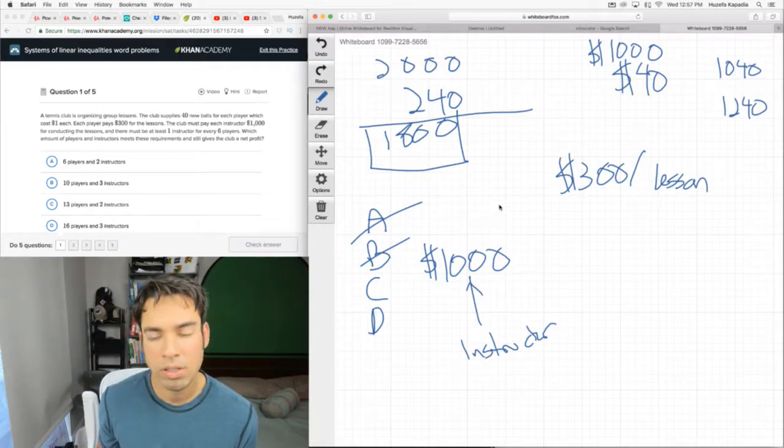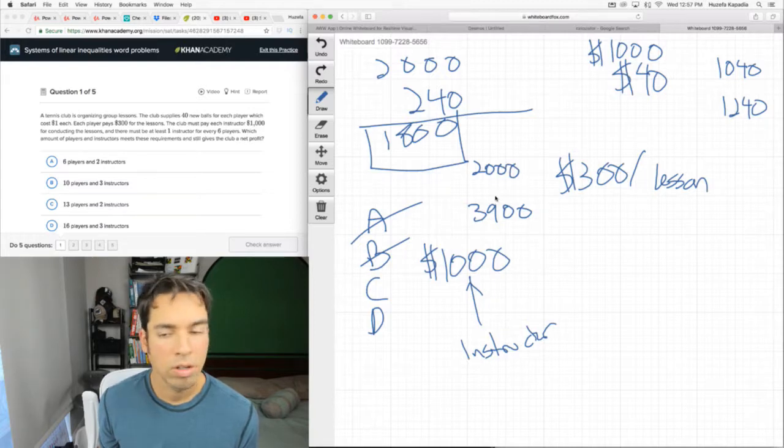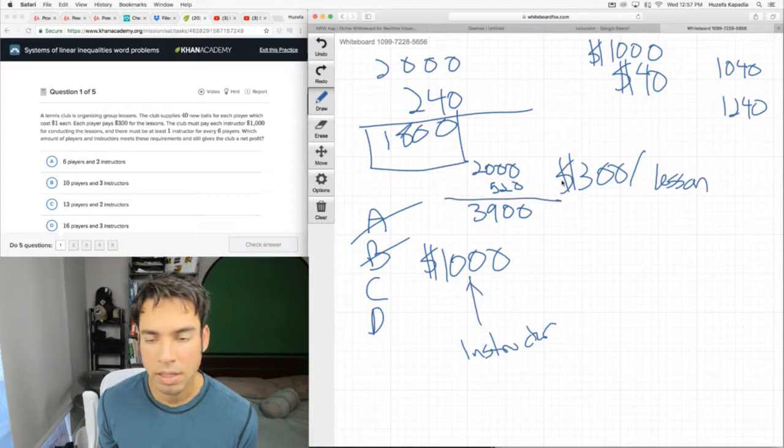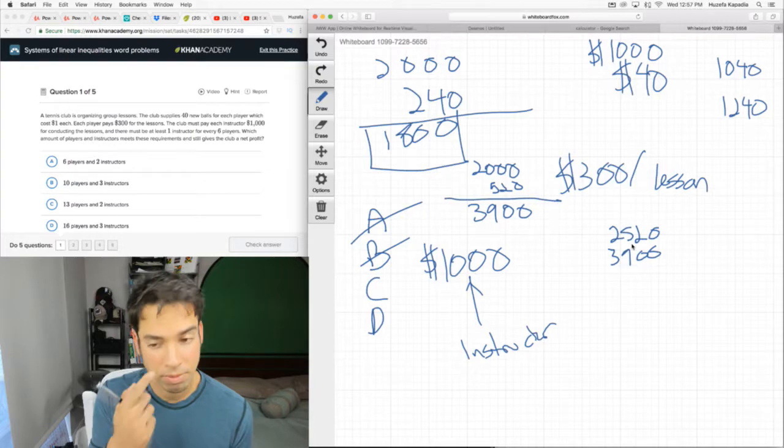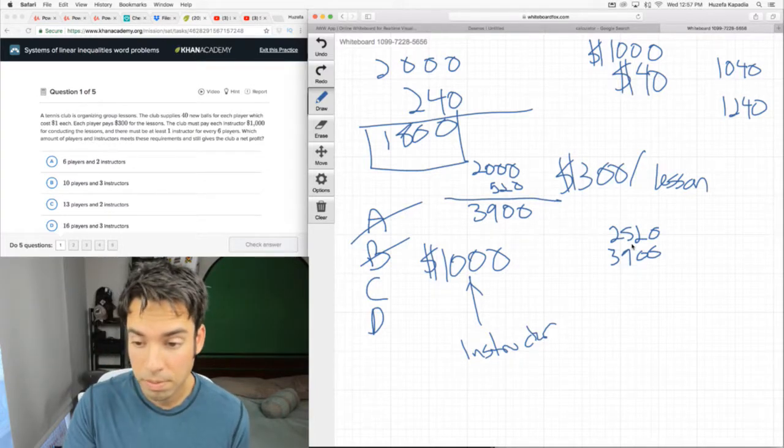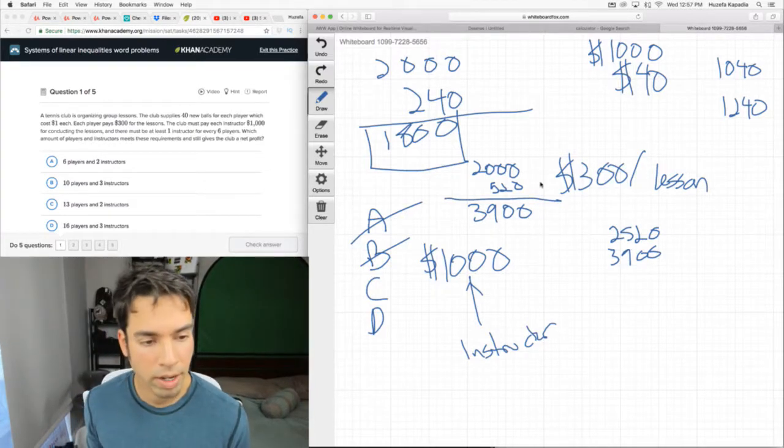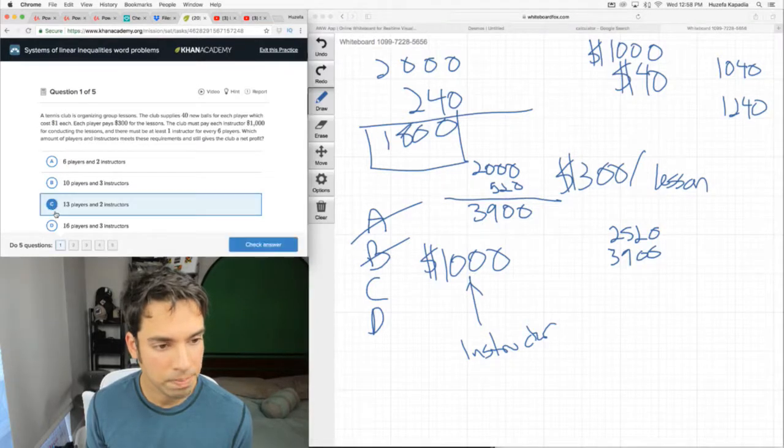So 13 players. That's $300 a person. So we're making $3,900, and then we're losing $2,000 to pay the instructors, plus 13 times 40. This is a calculator problem, but we could do this mentally. 40 times 13 is 520. So we're spending $2,520 and we're making $3,900. We're definitely making money. So this works. So we can go ahead and choose C.